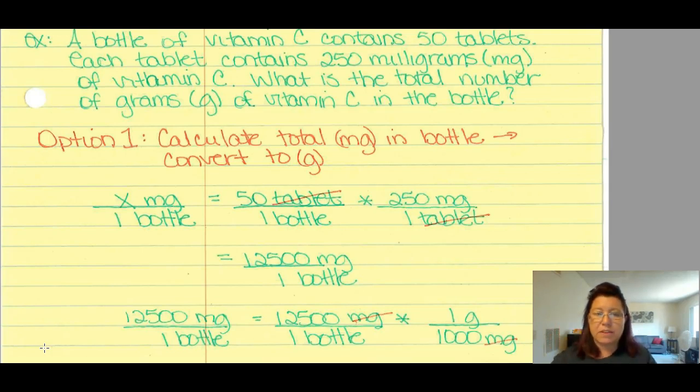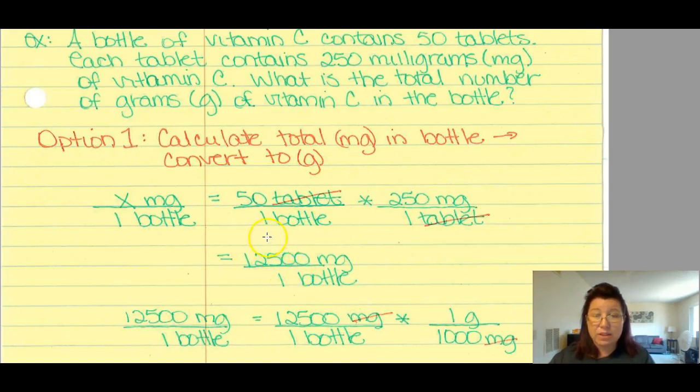First of all, we want to figure out how many milligrams per bottle there are. We know how much it is per tablet, but we don't know how much is in the bottle. So here's how I'm going to do it. 50 tablets per bottle, and there are 250 milligrams per tablet. My tablet unit goes away, and I'm left with 12,500 milligrams per bottle.